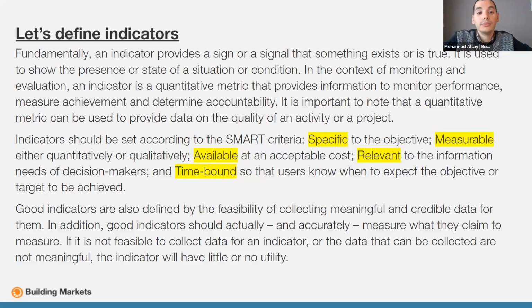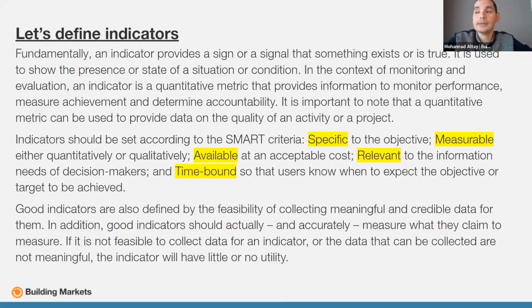Basically, an indicator provides a sign or a signal that something exists or is true. That means it is evidence. An indicator is used to show the presence or state of a situation or a condition. In the context of monitoring and evaluation, an indicator is a quantitative metric that provides information to monitor performance, measure achievement, and determine accountability. It is also important to note that a quantitative metric can be used to provide data on the quality of an activity or a project.